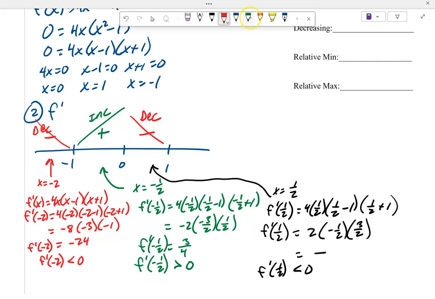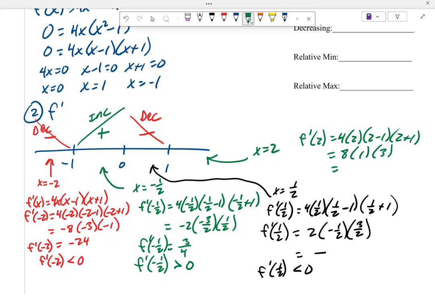So that means the original function is decreasing between 0 and 1. And finally, I'm going to plug in something to the right of 1. How about, let's pick 2 this time. So f prime of 2. So I got 4 times 2, 2 minus 1, 2 plus 1. So I got 8 times 1 times 3. So this is positive. f prime of 2 is positive. The original function then increases after 1. Okay?